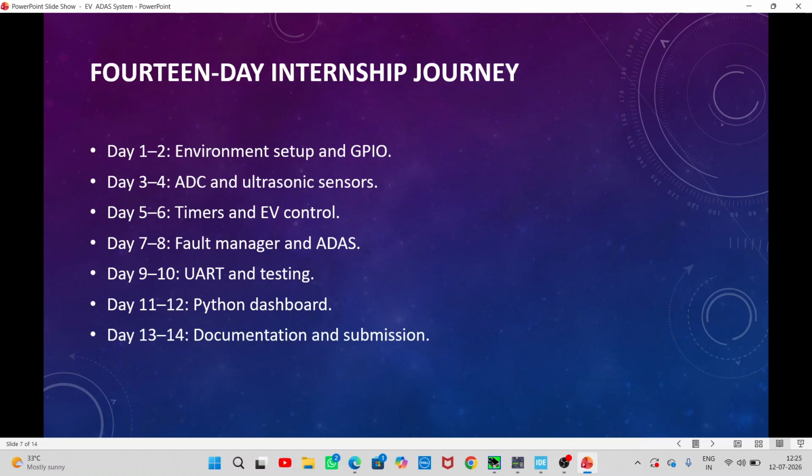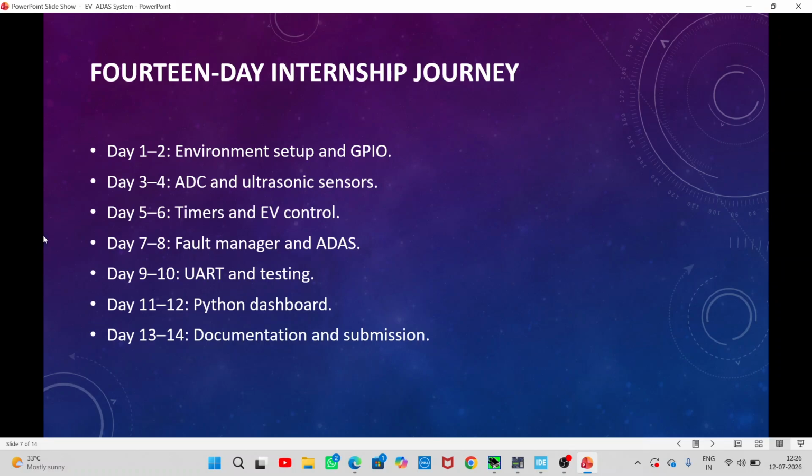Then in days 5 and 6, I learned timers and EV control. Timers play an important role in our project. Here I use 3 timers: timer 1, 2 and 3. Why do we use the timer concept? In our project many different tasks are done. In the EV part we calculate distance and speed. In the ADAS part we calculate collisions and BSD, blind spot detection. Timers are used so that different tasks are done at specific time periods. This is the work of the timers.